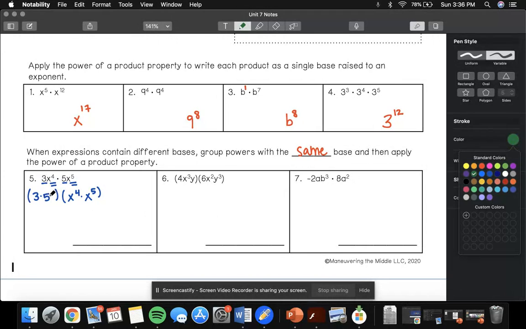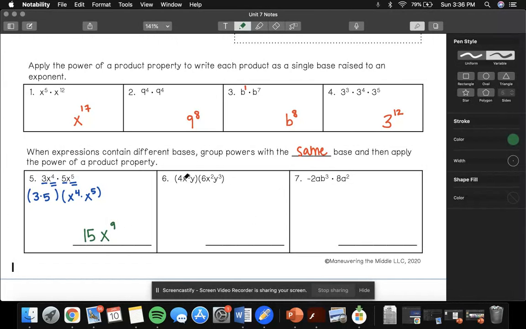Now I can multiply regular base numbers together. 3 times 5 is 15. Again, we are multiplying, so we're multiplying regular numbers together. Okay. Then we have x to the 4th times x to the 5th. That means we have 4 x's, 5 x's being multiplied together for a total of 9 x's being multiplied together. So this simplified would be 15x to the 9th.